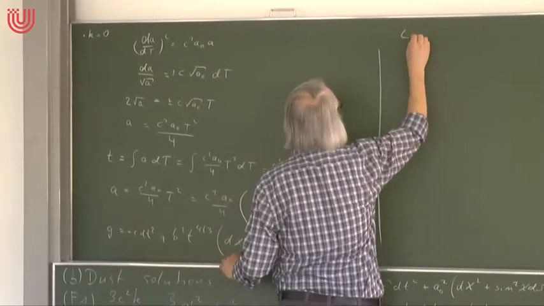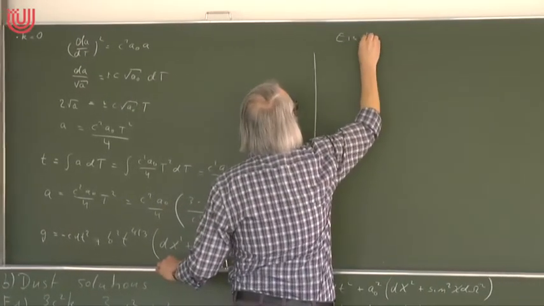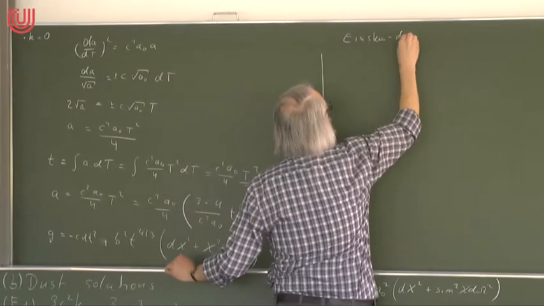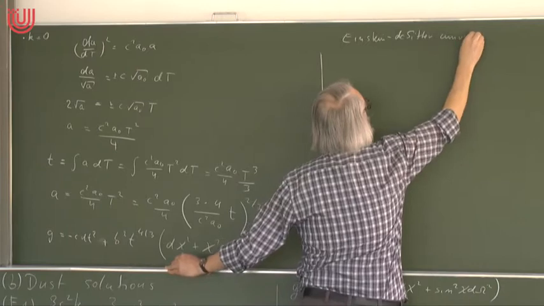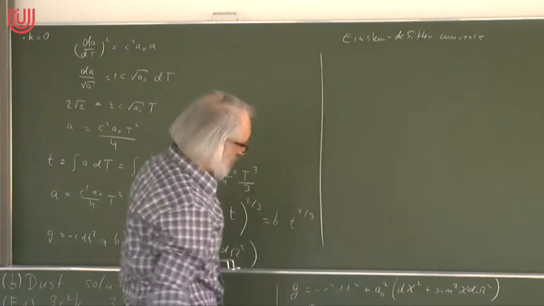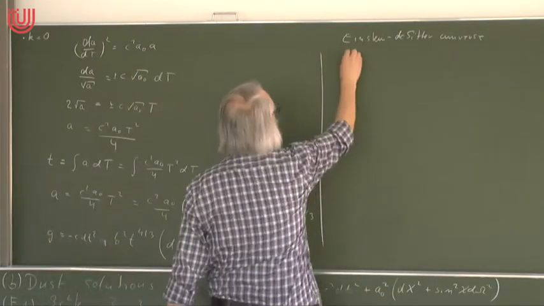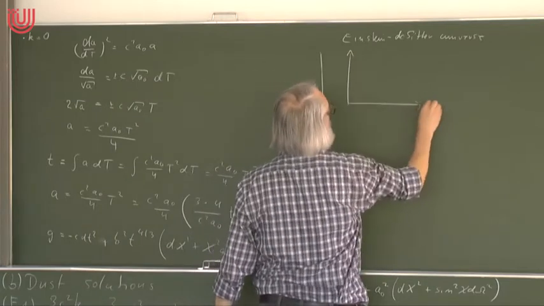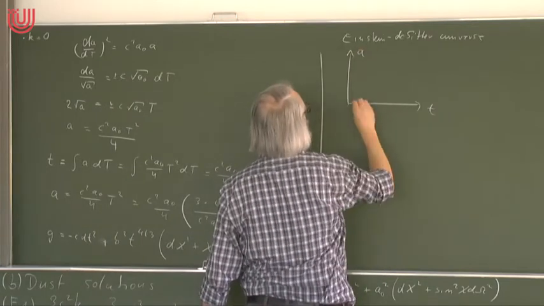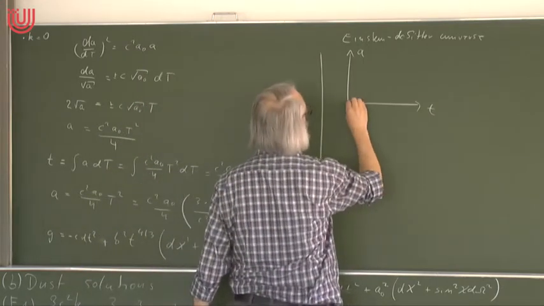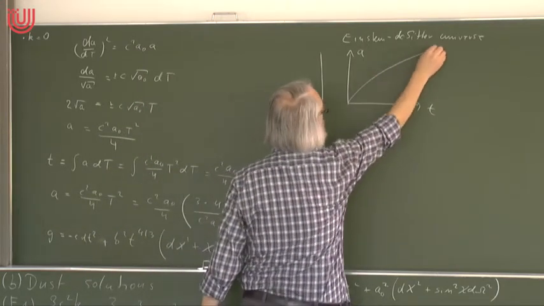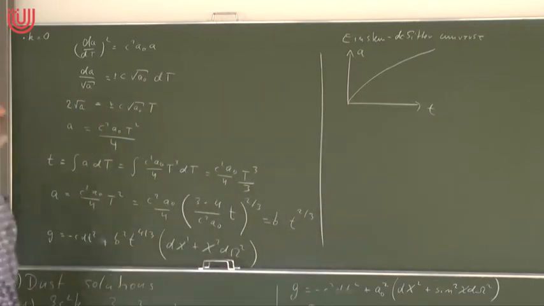Oops, that was not a good idea. Einstein-de Sitter universe. And I have not plotted the scale factor yet. A as a function of t, what is it? t to the power 2 over 3. Yeah, it's something like that, right? So it goes up forever. So that's the scale factor.